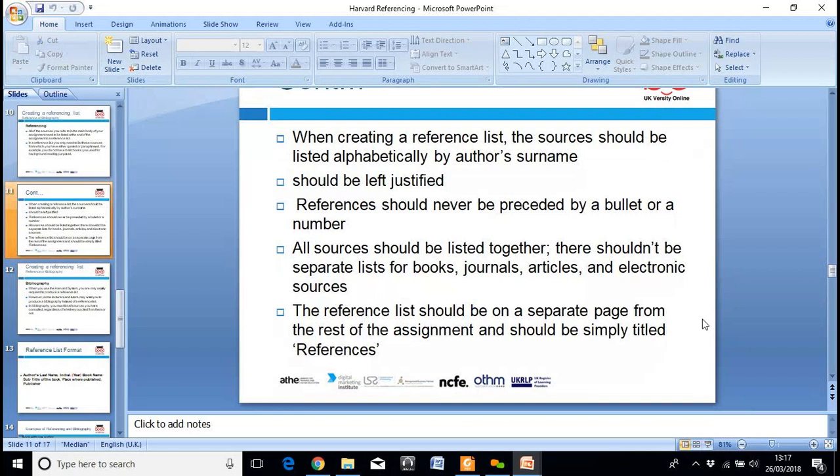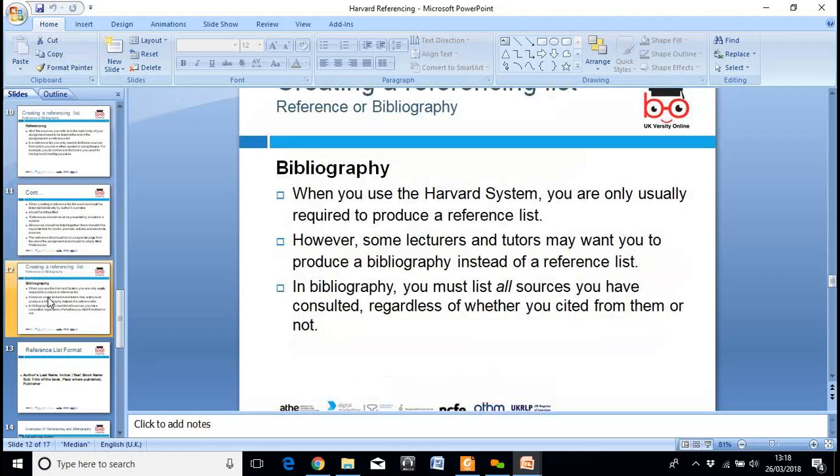Now, for general use on the qualifications you are doing, if you've not got a huge reference list, let's say the last page of your assignment has only got one paragraph on the page, there's nothing wrong with going down a couple of lines, writing references in and then listing your references on there. They don't necessarily have to be on a different page, but they're clearly marked as a references list or your list of references.